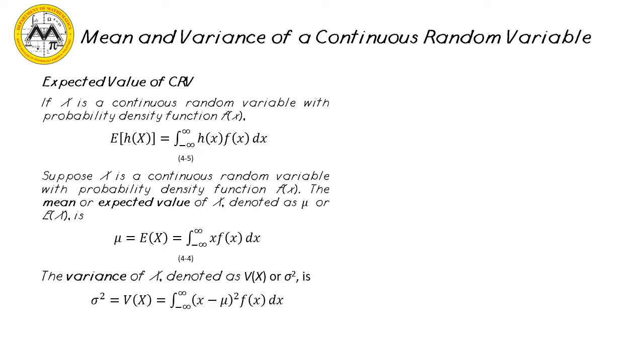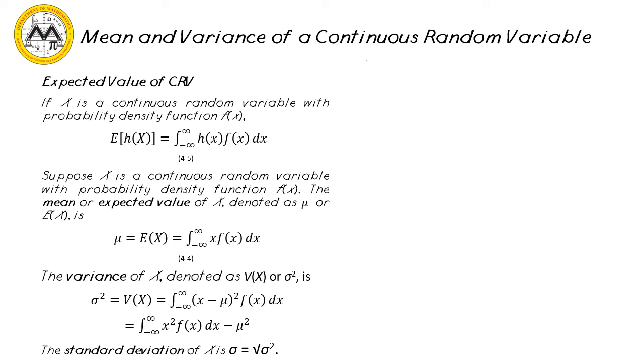while the variance denoted by V of x or sigma squared is given by sigma squared equal to V of x, where it is equal to the integral of (x minus mu) squared f of x dx from negative infinity to positive infinity, which is also equal to the integral of x squared f of x dx from negative infinity to positive infinity minus mu squared. And the standard deviation of x is given by sigma equal to the square root of the variance.